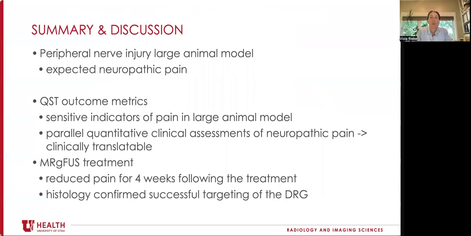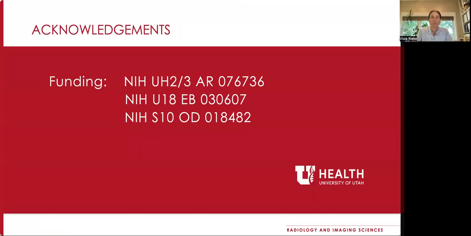Pain assessed with QST returned to baseline within 2 weeks in animals with high temperature ablation, demonstrating safety of the procedure. Neuritis animals showed the expected increase in pain after peripheral nerve injury that was ameliorated for 4 weeks following MR-guided focused ultrasound treatment. Histology confirmed successful targeting of the DRG.